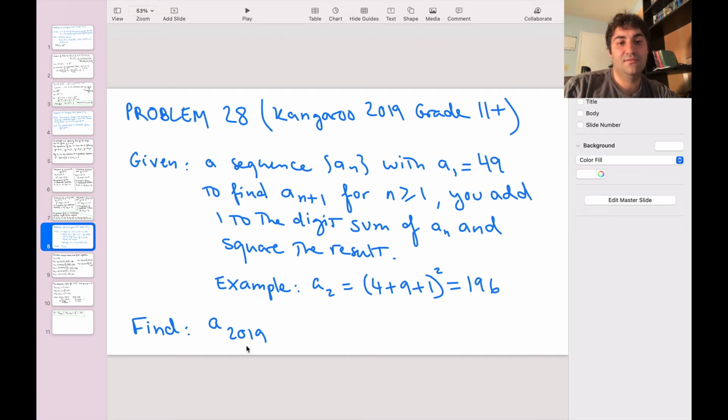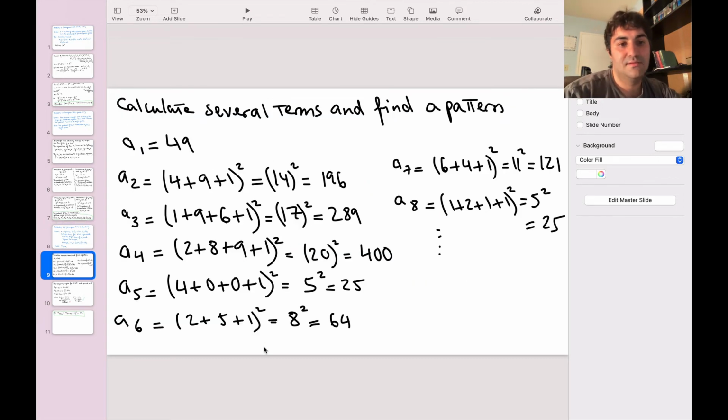So find a2019. This was a kind of fun problem to solve. You just want to find a pattern, and you can calculate the first several terms, and I won't bore you with these calculations. You can just look them over. But when you get to a5, which is equal to 25, when you do a6, you get (2 plus 5 plus 1) squared, which is 8 squared, which is equal to 64. a7 equals (6 plus 4 plus 1) squared, which is equal to 121. And then a8 is equal to 5 squared, which is equal to 25.